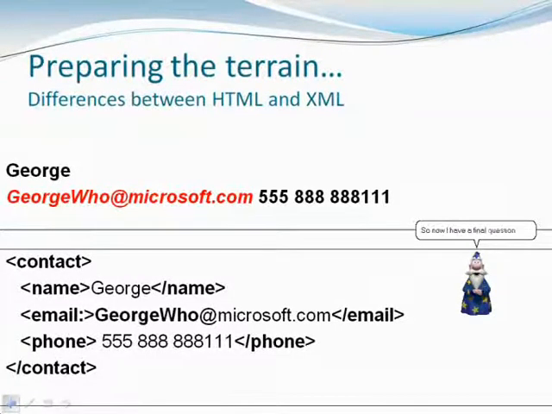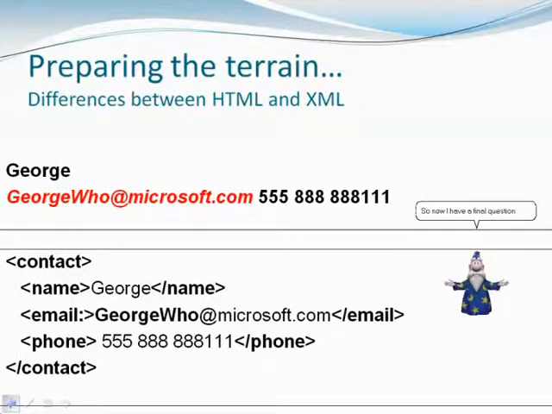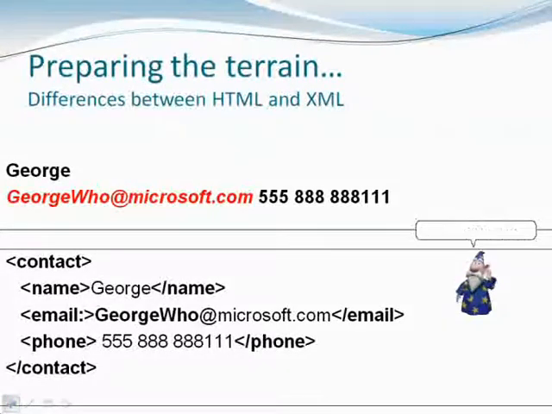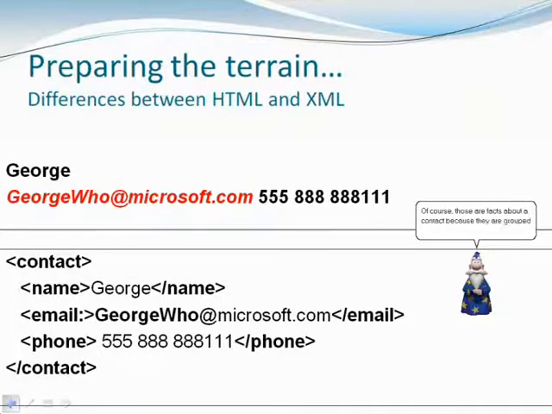So now I have a final question. We know that George is a name, Georgiuho at Microsoft.com is an email address, and 555-888-888-8111 is a phone number. But for what? For a contact. Of course, those are facts about a contact, because they are grouped within the contact tag.